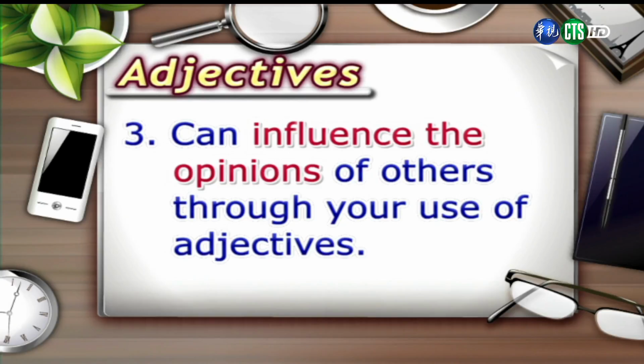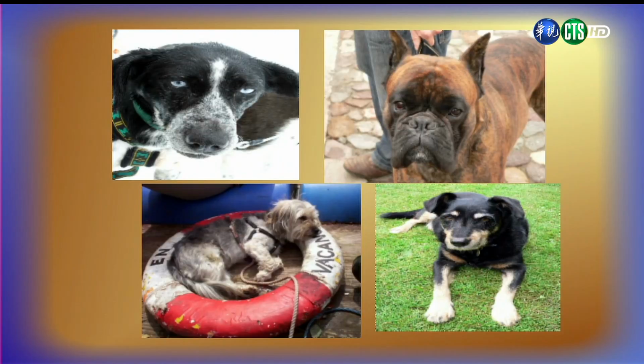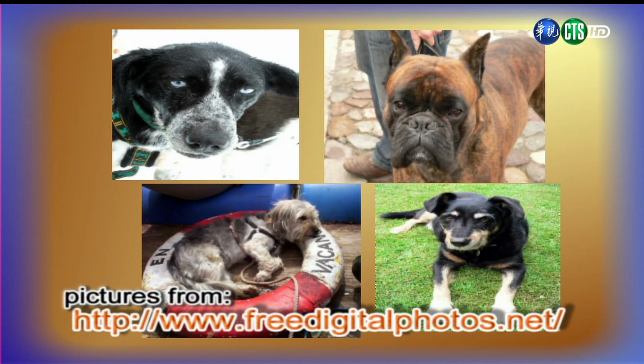All right, let's take a look at some pictures now. And these pictures are from www.freedigitalphotos.net. And so over here we can see 4 pictures of dogs, and some of the dogs have some brown, some of the dogs have some black on them.